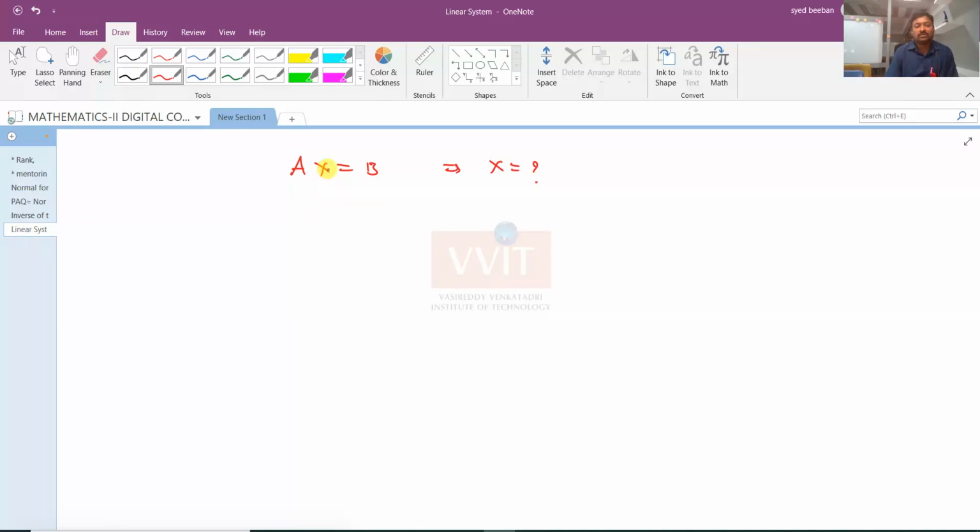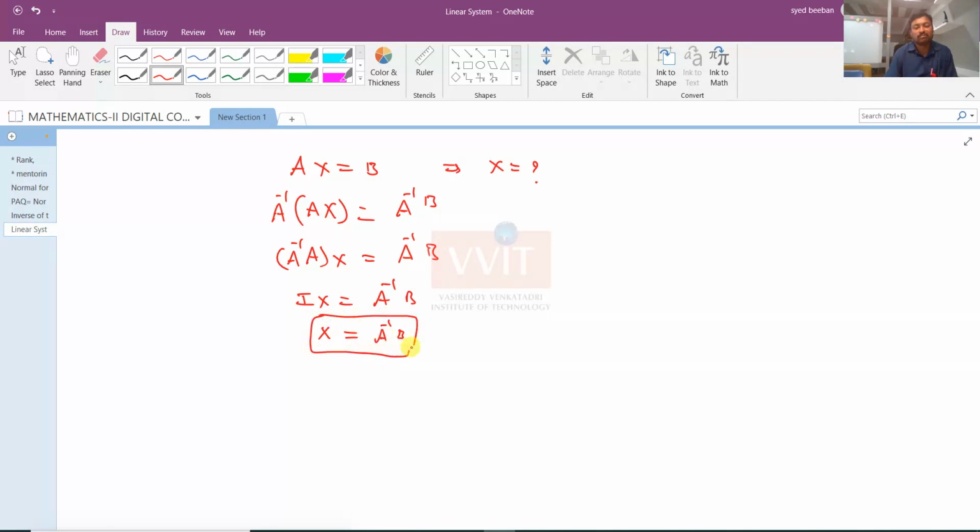For that, we know the cancellation law. So based on the cancellation law I may pre-multiply with A inverse on both sides. Then by using the associative property I may write A inverse times A times X equals A inverse times B. But A inverse times A means I times X equals A inverse times B. And further, I times X is X, since it is a matrix, so I can write X equals A inverse times B. This is the actual standard method.